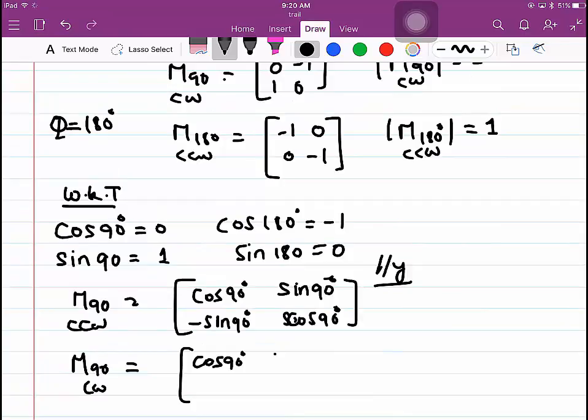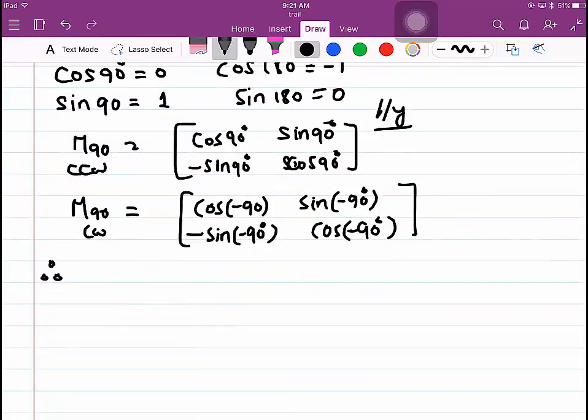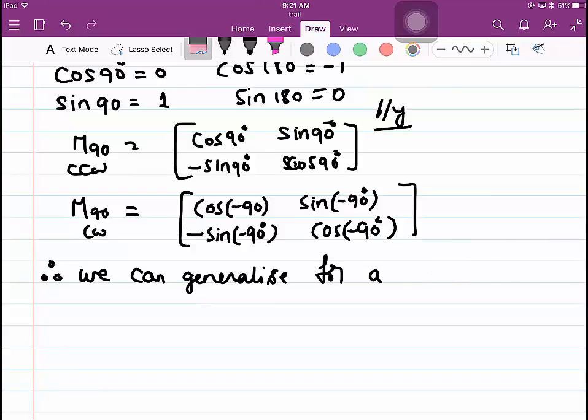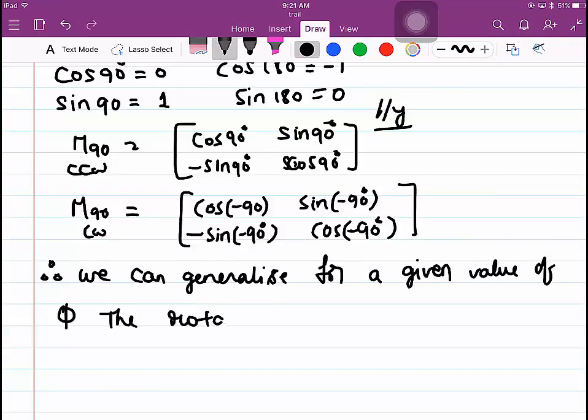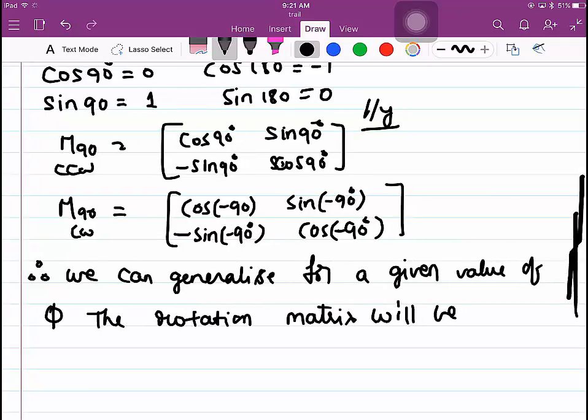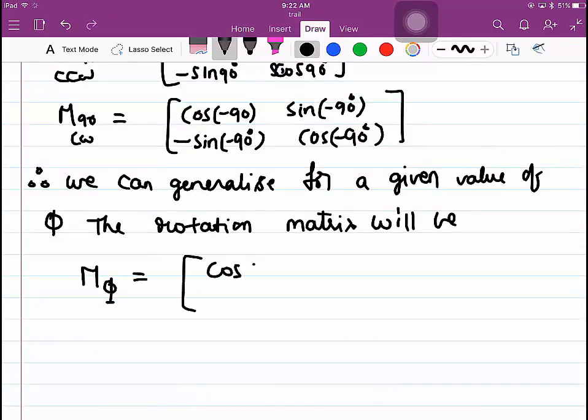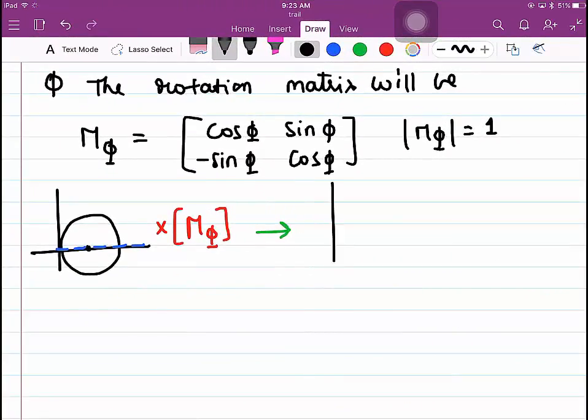Now we try to generalize the transformation matrix which can rotate the given shape by any given angle. This will be very helpful because we can rotate the given shape by any angle. So now our generalized matrix is cos phi, sin phi, minus sin phi and cos phi. Its determinant is also 1, and it can rotate the given shape by a given angle.